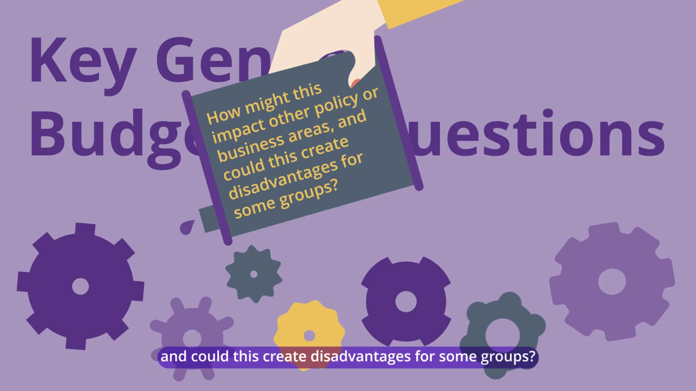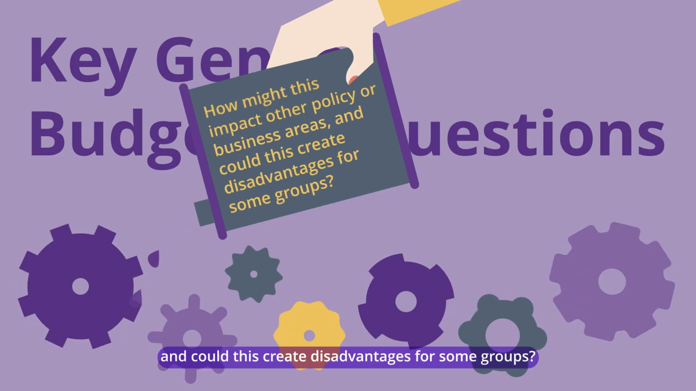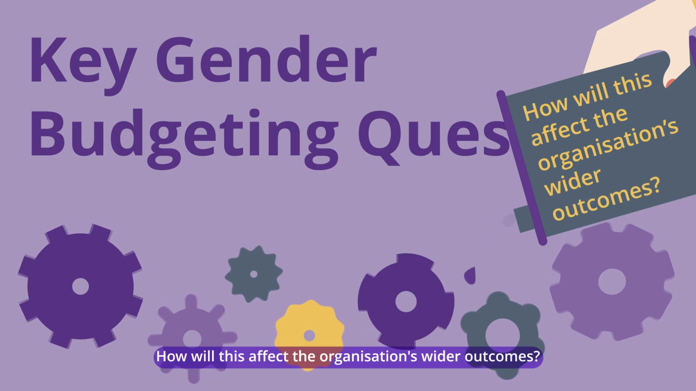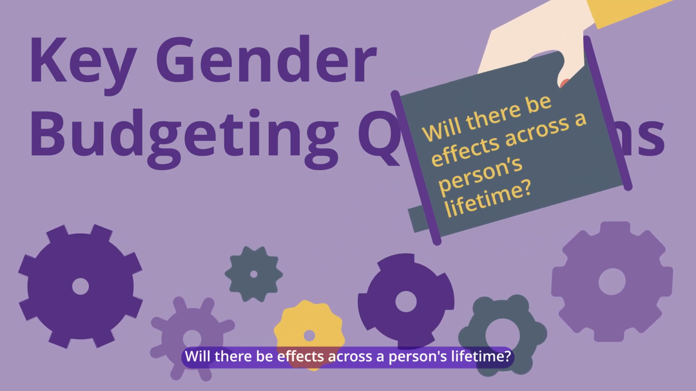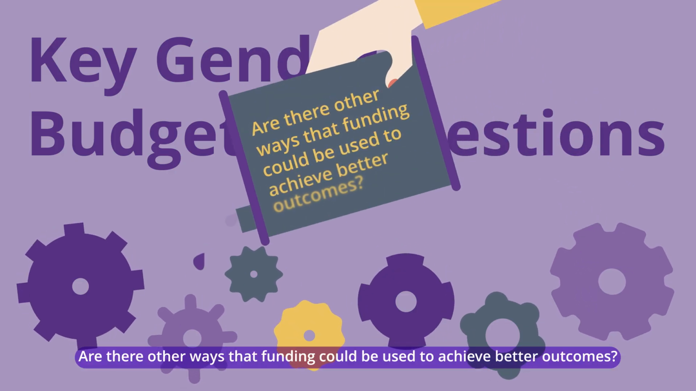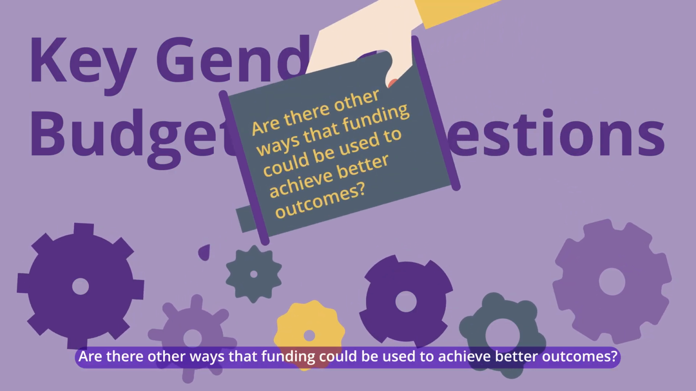And could this create disadvantages for some groups? How will this affect the organisation's wider outcomes? Will there be effects across a person's lifetime? Are there other ways that funding could be used to achieve better outcomes?